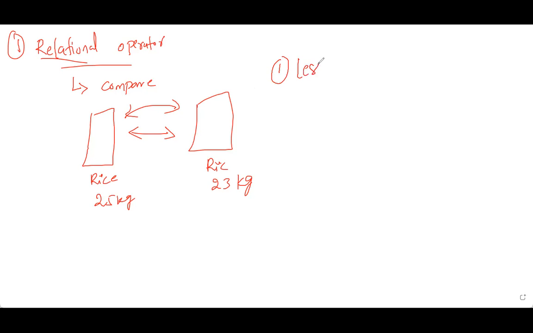The first one is the less than operator. The symbol is the less than symbol, and it needs two inputs. For example, number 1 is my input, number 2 is my input. It returns either true or false. In what situation does it return true? Whenever number 1 is smaller than number 2, it returns true. Otherwise, it returns false, right?